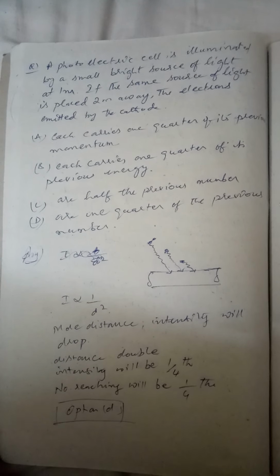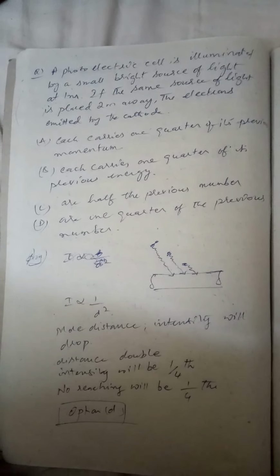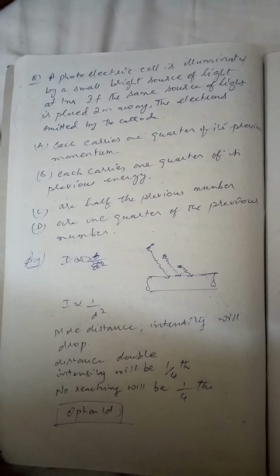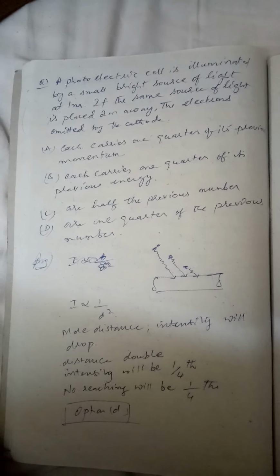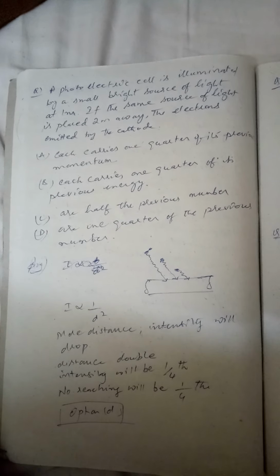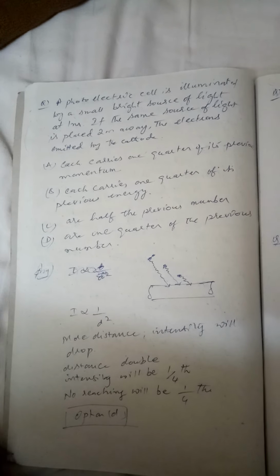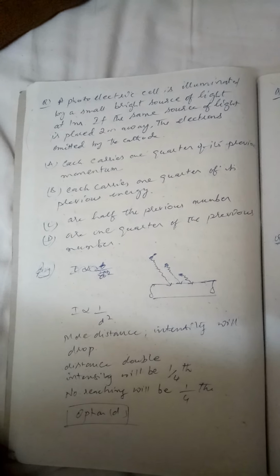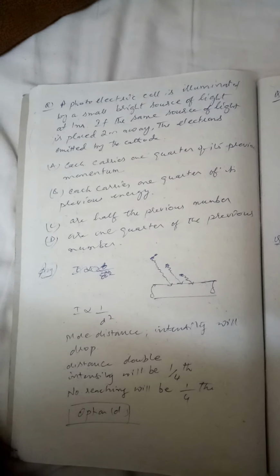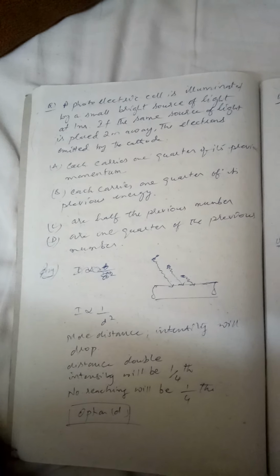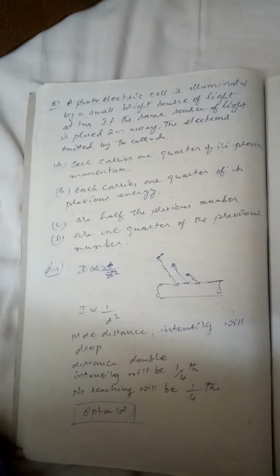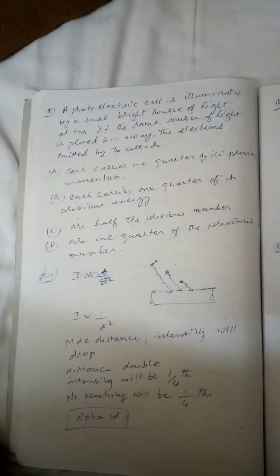See this option. I have drawn a charged conductor and the three dots are representing the source of light. You can see the distances are varying. Now when the source is very close to the charged conductor, what will happen? When you are increasing the distance, the intensity will drop.